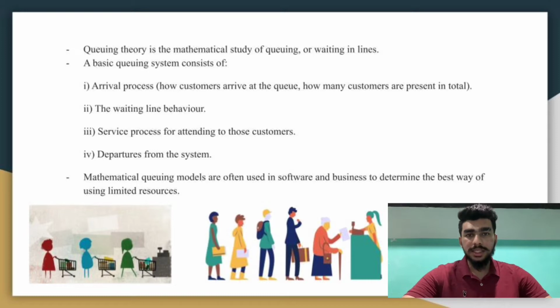A basic queuing system consists of an arrival process, which is how customers arrive at the queue or how many customers are present in total, the queue itself, the service process for attending to those customers, and departures from the system. Mathematical queuing models are often used in software and business to determine the best way of using limited resources. Queuing models can answer questions such as what is the probability that a customer will wait 10 minutes in the line? What is the average waiting time per customer?